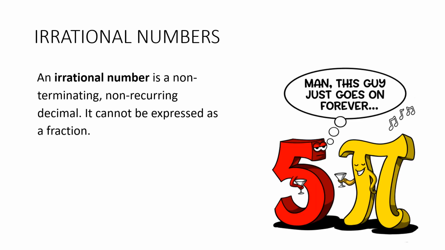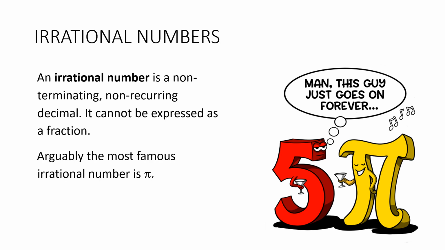Okay, finally, we talked about rational numbers before, and they can be written in the form a over b, where a and b are integers and b is not equal to 0. But an irrational number, and remember that was the symbol q with the apostrophe next to it, is a non-terminating, non-recurring decimal, and it cannot be expressed as a fraction. Now, arguably the most famous irrational number is pi, and I'm sure you're familiar with it, but there are others. There's e, the natural number, and we're going to meet that later on in Year 11. But there's also surds, like the square root of 2 and square root of 5.